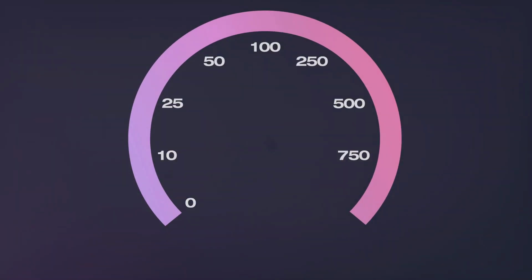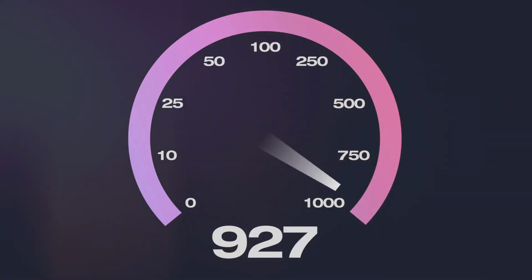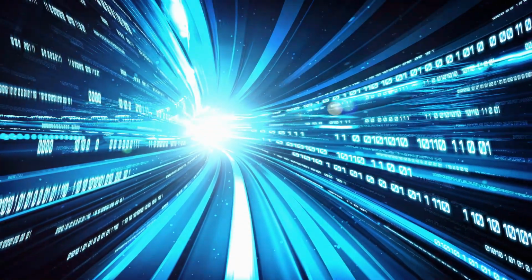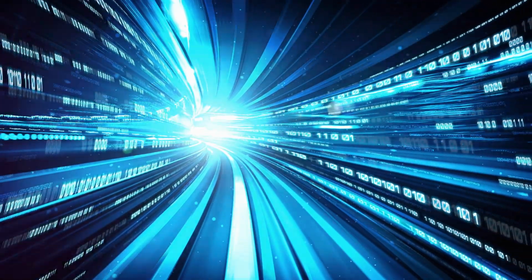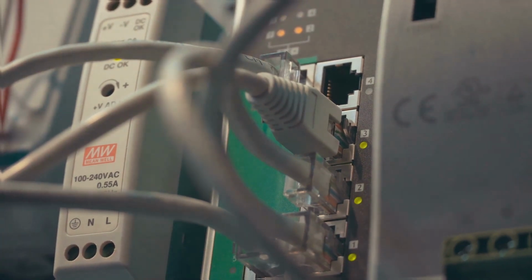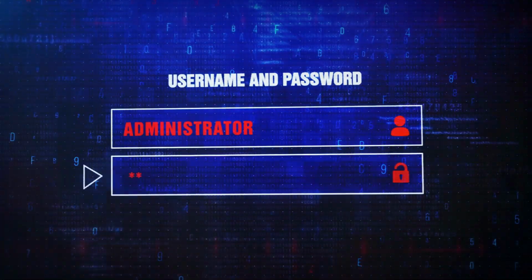Bandwidth management. Ever wondered how your internet provider manages to keep things running smoothly even during peak hours? DPI helps allocate bandwidth efficiently, ensuring that essential applications get priority. Quality of service, or QoS. DPI can prioritize certain types of traffic, like video conferencing or online gaming, to ensure a better user experience. As you can see, DPI offers some significant advantages.